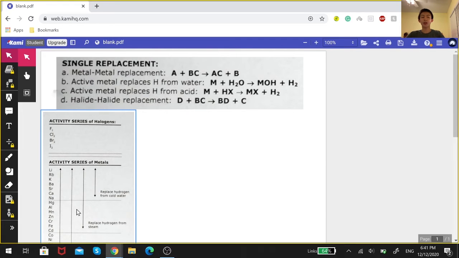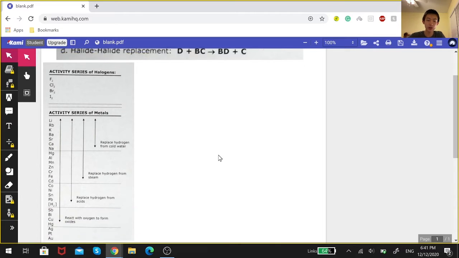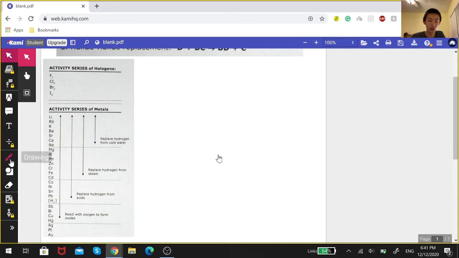Hi, in this video we're going to be talking about single replacement reactions. A single replacement reaction is very similar to double replacement, except this time we only have one element replacing the other one. Only elements which are more reactive can replace the less reactive element, and we're going to define that by looking at this chart.